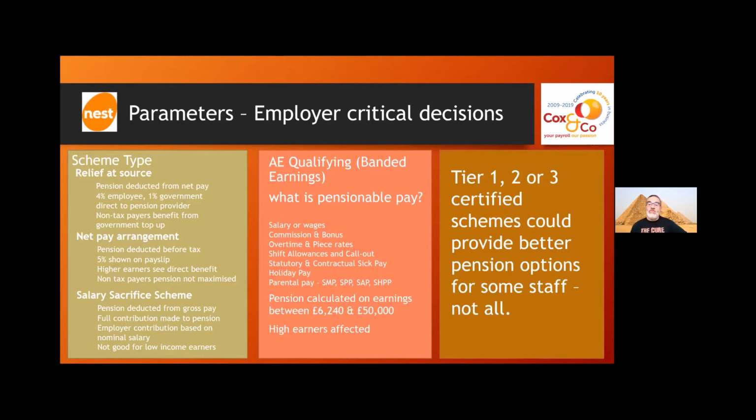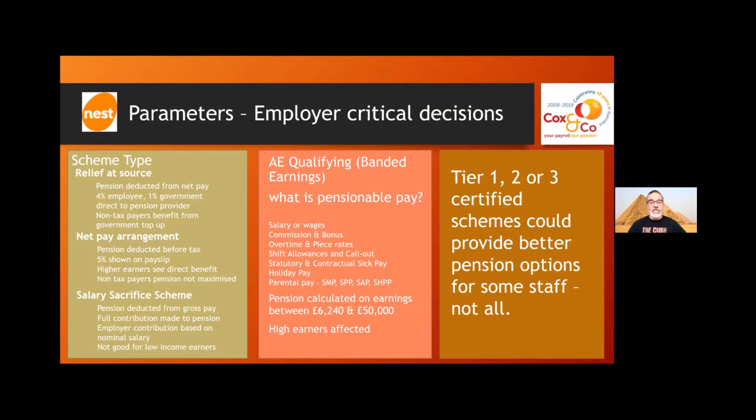You can segregate part of your workforce so that part of your workforce is using a tiered certification and part is using AE qualifying earnings. You can structure it so each employee is a group on their own if you so wished. There are lots of things you can do with a pension scheme. They'll create complications and difficulties, but there are lots of things you can do to make a scheme attractive should you wish.